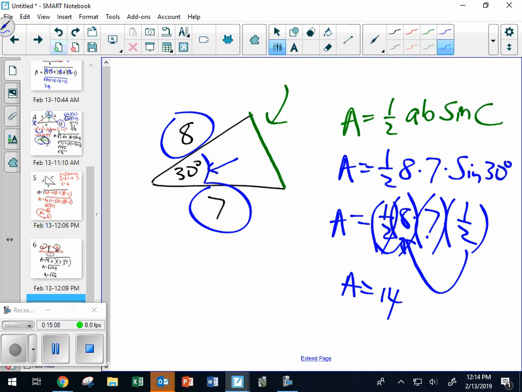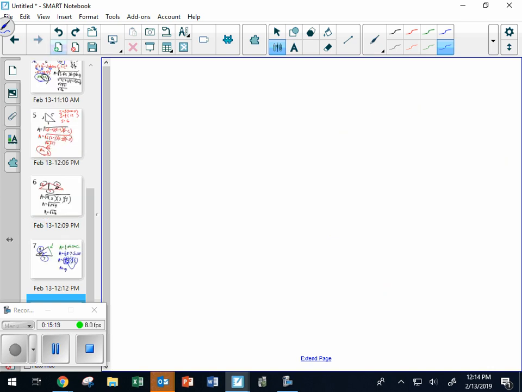All right. See how that was pretty quick, wasn't it? Wasn't that easier than the semi-perimeter thing? As long as you know the sine of 30 well. Okay. All right. There's one more.